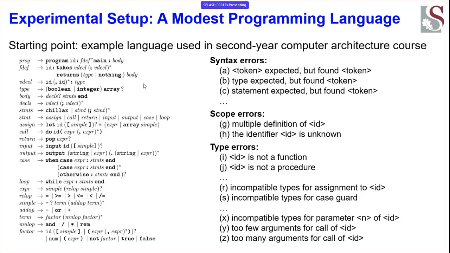And then there are a couple of type errors. You use an identifier in a function call position, and it's not a function, or it's not a procedure. Or you have a type mismatch in an assignment, or in any of these other syntactic categories. So it turns out there are actually exactly 26 prescribed errors, which makes life nice.